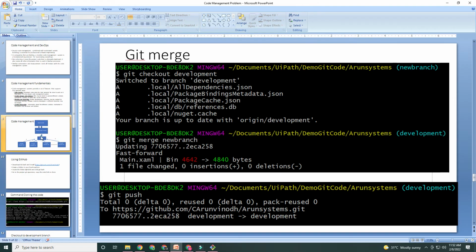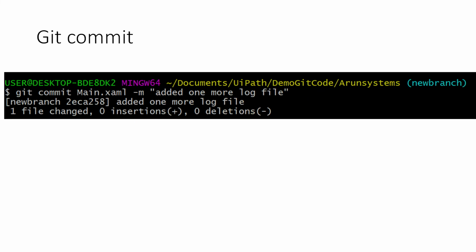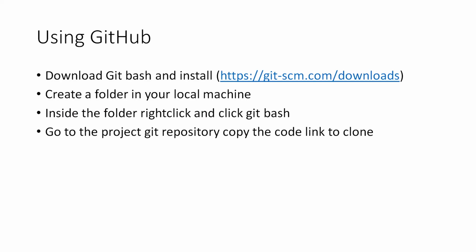Now I'll go back to the code management block, right? See, the main branch is there, the development branch is there, and from the development branch, all the developers are creating their own branches, doing all the changes, and then it is merged with the development branch. Okay, this is what is happening in Git, right? You can try it at home if possible. I have given all the commands and everything. Please try it at home.